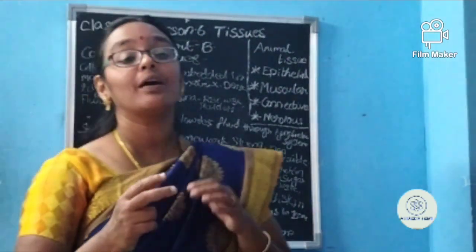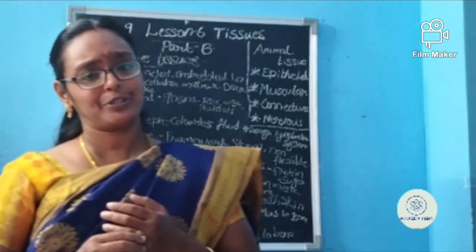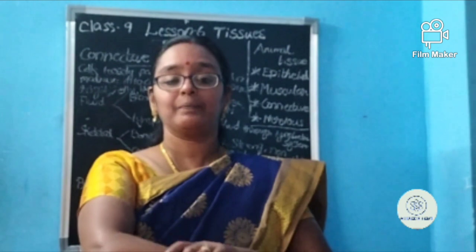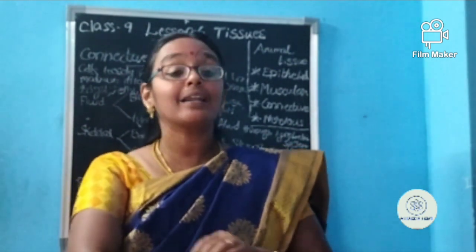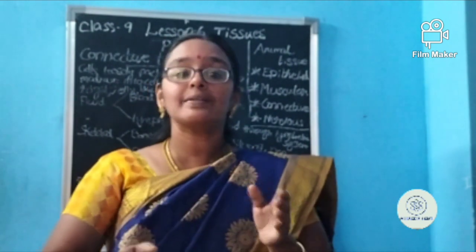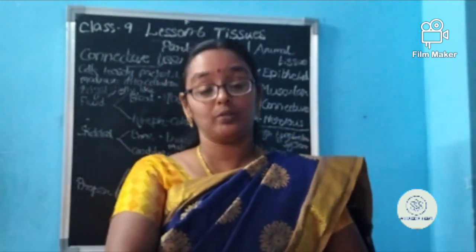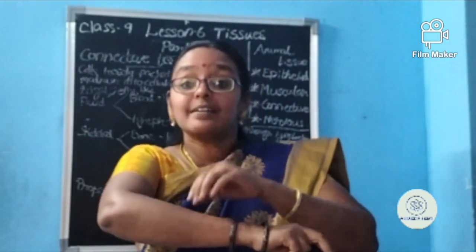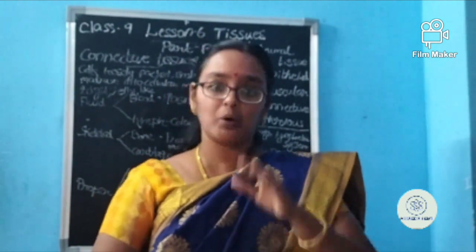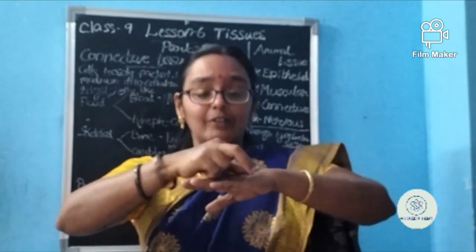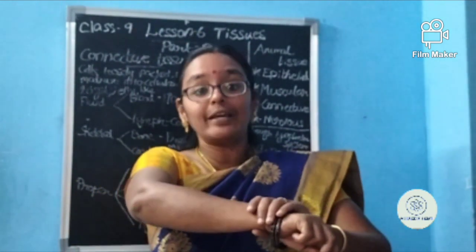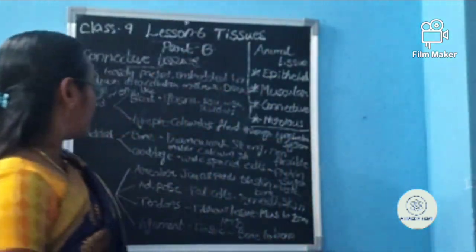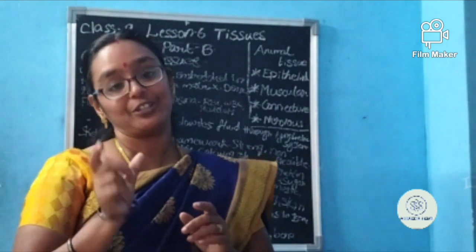First one is areolar connective tissue. What is this areolar connective tissue? Now, consider the hand. Hand contains bones. Hand contains muscles. And what is some other thing? Blood vessels are also there. Is there any gap in between? Bones, blood vessels, muscles, there will be much more gap, no? But our body does not have any gap at all. This gap is filled by what? This gap is filled by areolar tissue.